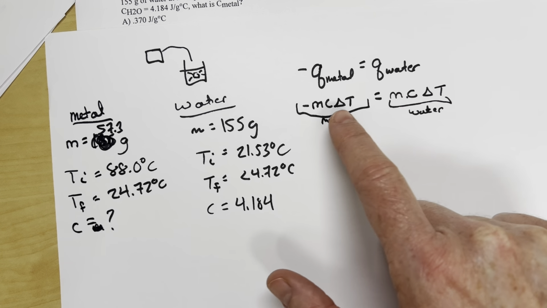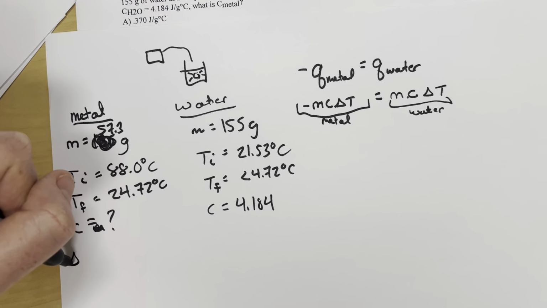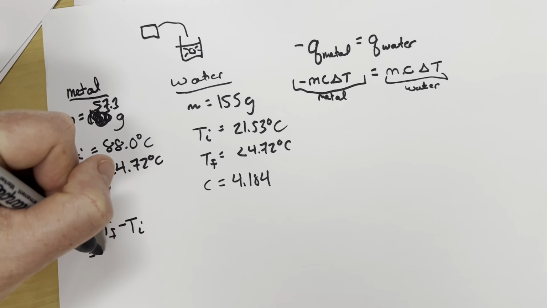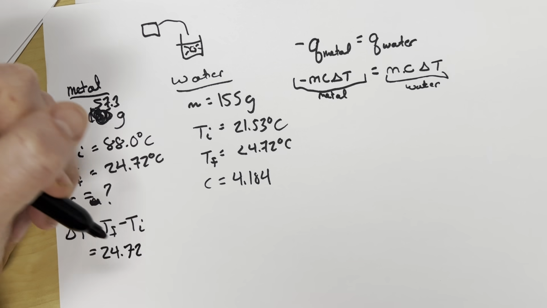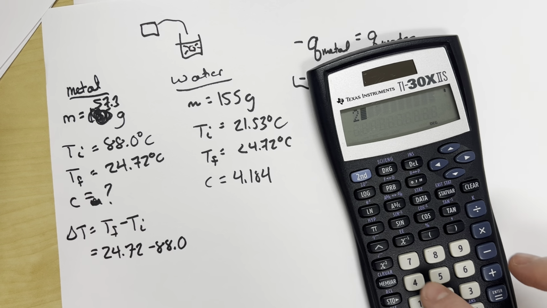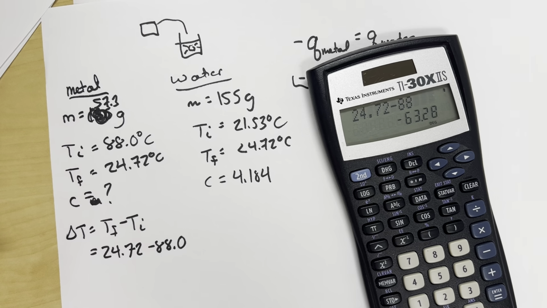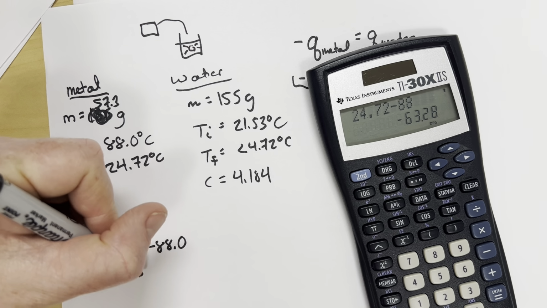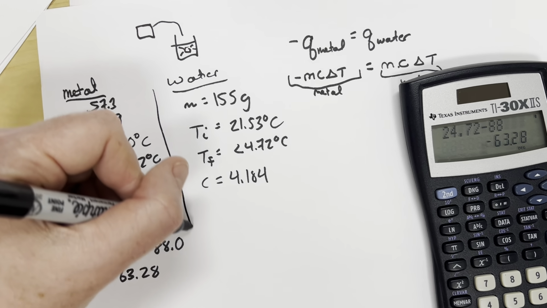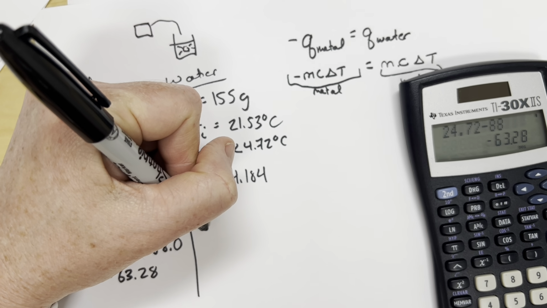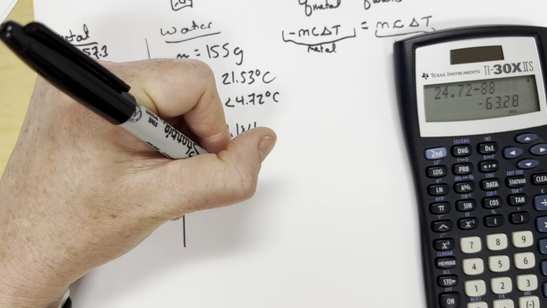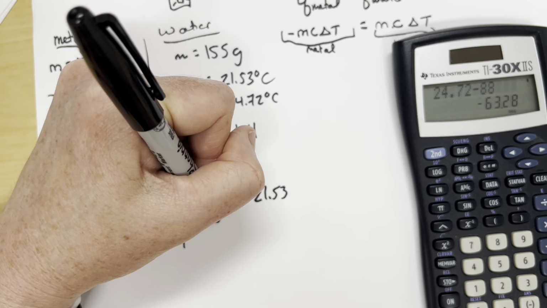First, let's go ahead and calculate these delta T's. Our delta T here equals T final minus T initial, equals 24.72 minus 88.0. And I get negative 63.28. And then our delta T for the water is T final minus T initial, which is 24.72 minus 21.53, which is 3.19.